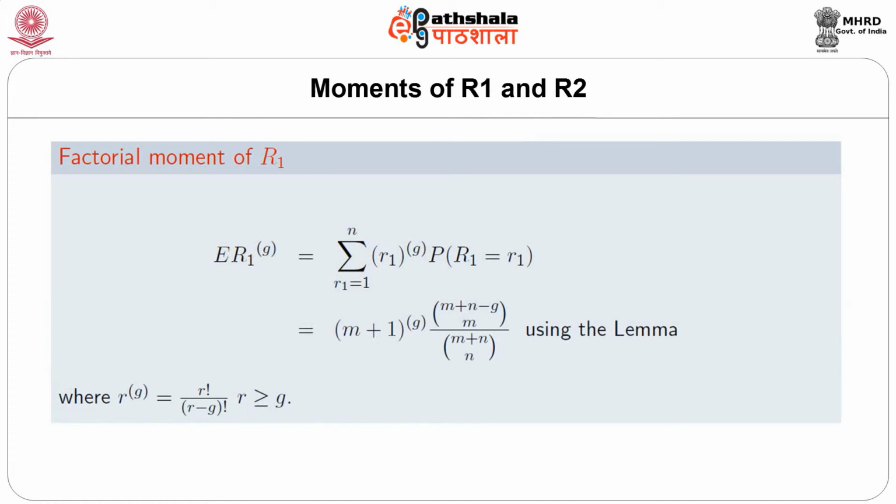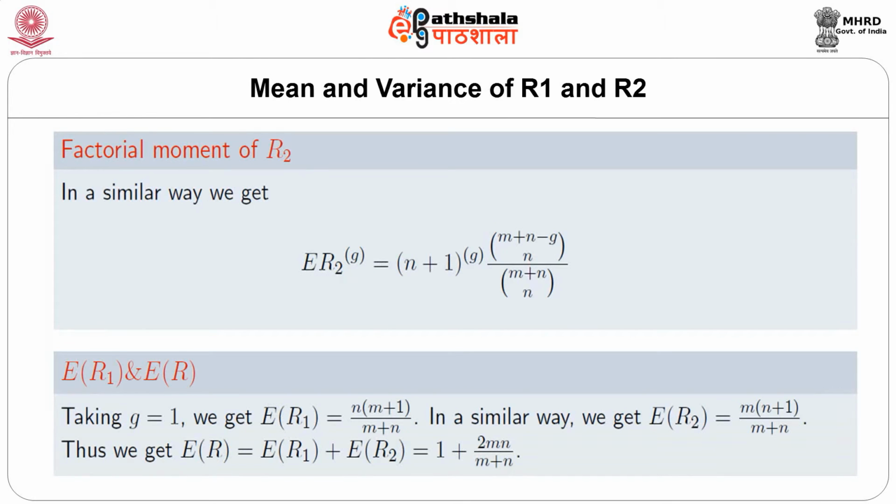We shall find the moments of r1 and r2 from the factorial moments, and using the lemma just discussed earlier, the factorial moment of r1 can be obtained as given in the slide in terms of m plus n minus g choose m divided by m plus n choose n, and in factorial notation m plus 1 upper g. And in a similar way, the factorial moment of r2 can also be obtained.